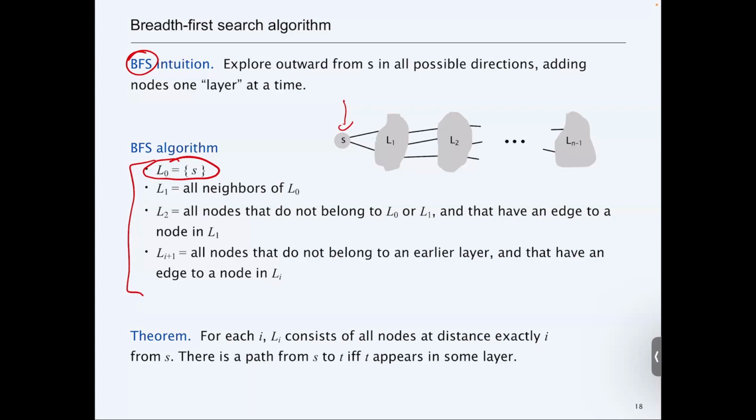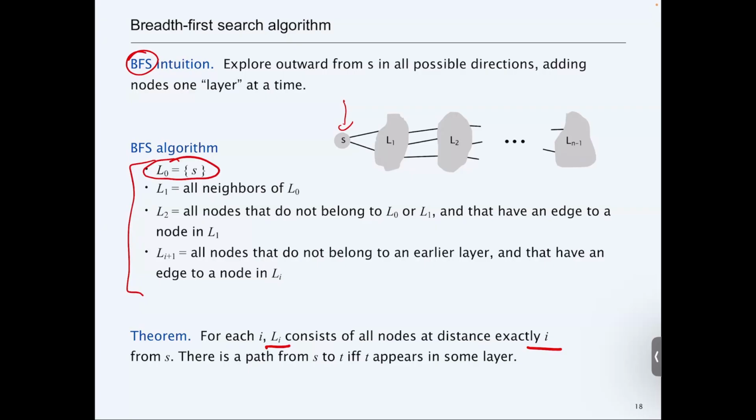And that's where the really important theorem comes in. So the theorem that we have on the bottom here is, for every integer i, Li is going to consist of exactly the nodes that are distance i from S, or I should say it's going to consist of the nodes that are exactly i away from S. So not approximately, but exactly i away.